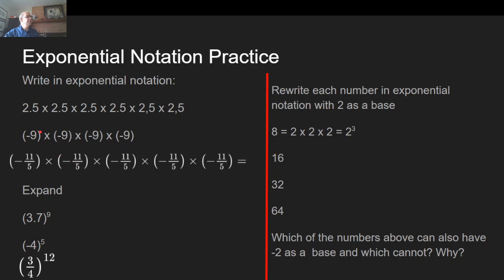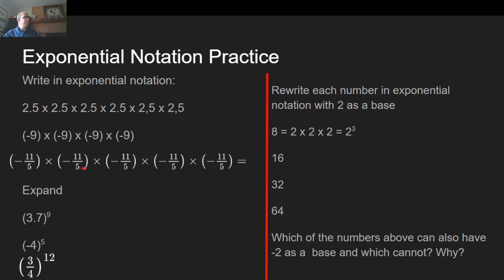So these are some practice problems. 2.5 times 2.5 times 2.5 times 2.5 times 2.5 times 2.5 in exponential notation will be 1, 2, 3, 4, 5, 6 2.5s. So that would be 2.5 to the power of 6. Negative 9 times negative 9 times negative 9 times negative 9 would be negative 9 to the power of 4.